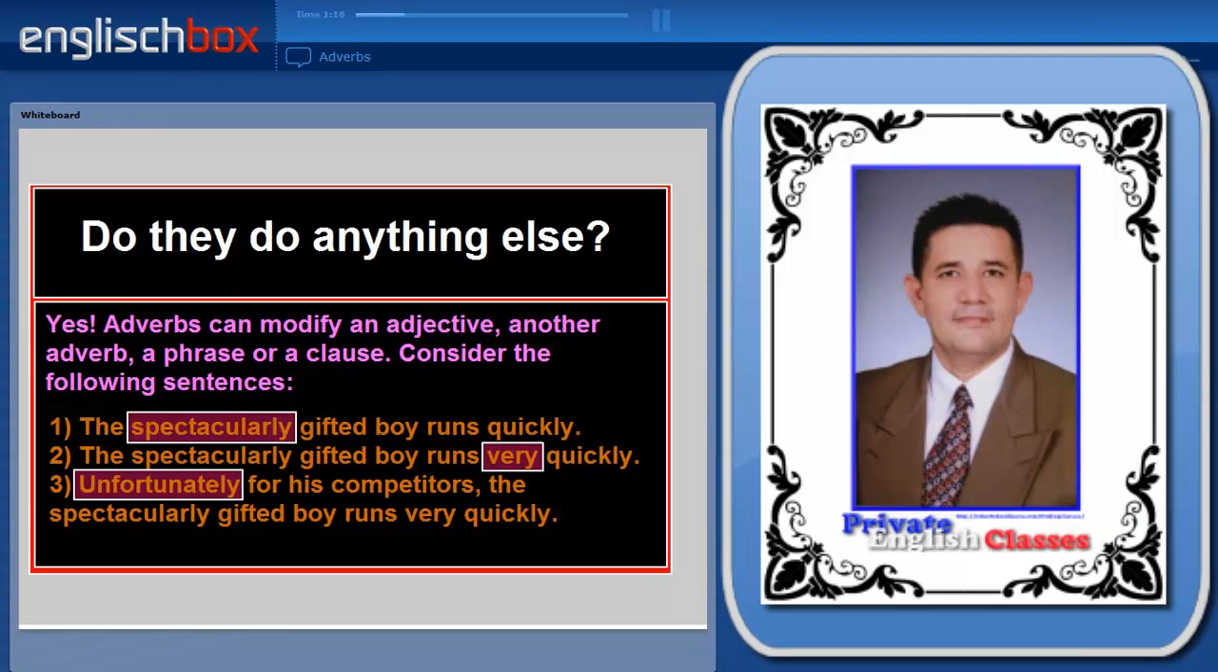In number 2, the spectacularly gifted boy runs very quickly. Here, the adverb very modifies the other adverb quickly. And finally, in example 3, we have, unfortunately for his competitors, the spectacularly gifted boy runs very quickly. Here, the adverb unfortunately modifies the entire sentence.